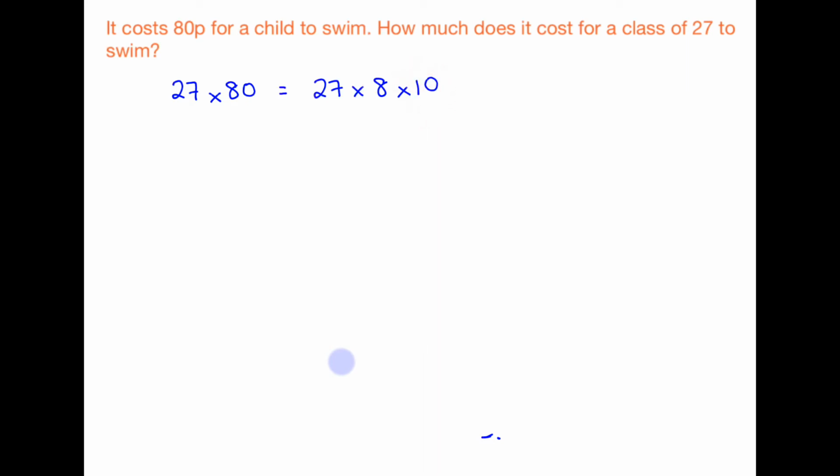So let's get this sorted. So 27 times 8. So 7 8s are 56. And 2 8s are 16. Add the 5, makes 21. So by the way, remember 7 8s are 56. Okay, that's a really important one. That's one that people who are not sure about the tables, that's often one that they struggle with.